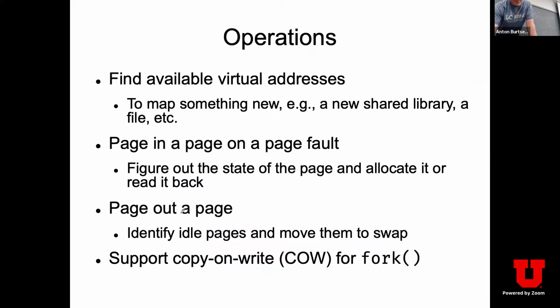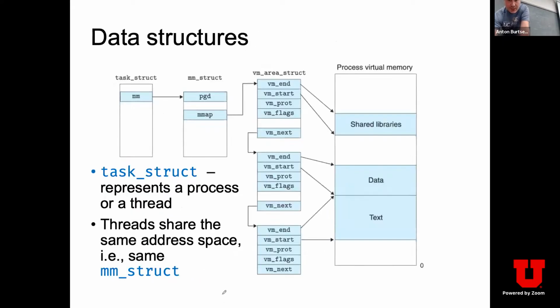Okay, cool. So these are the operations. They find available virtual addresses to allocate a new VM area. In case of a page fault, they quickly look up the VM area and figure out whether the page fault is legit and where the page is coming from: a file, a swap device, or it was just never allocated, which is called demand paging. Or to page out a page, they identify all idle pages and make sure that you can unmap them from all other address spaces, plus support for copy on write. Okay, let's take a look at how it's implemented.